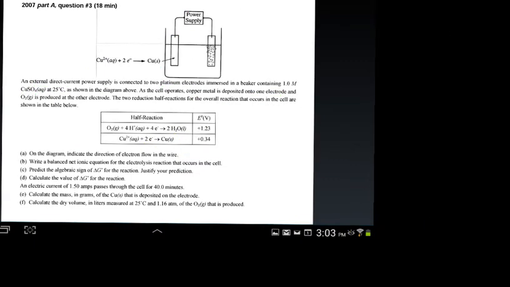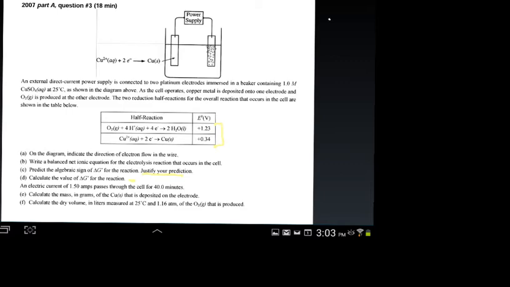On to part C. Predict the algebraic sign of delta G for the reaction. Justify your prediction. You notice when they say prediction, usually they do not mean calculation, because they're going to have you calculate it in the next one. So I don't think it's as simple as taking these 2 and figuring out the cell potential and justifying it that way. They want a prediction. So we're going to do that next part in D in just a minute.